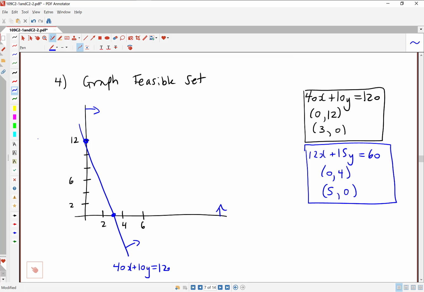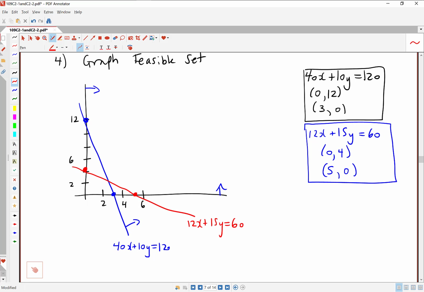So let's plot those points. I might do this one in a different color. So 0, 4, and 5, 0 would look like that. Okay, so we're getting some sort of line that does this. And again, I'm going to label that line. That's 12x plus 15y equals 60. So we're going to need to know which line is which when we try to find our vertices.